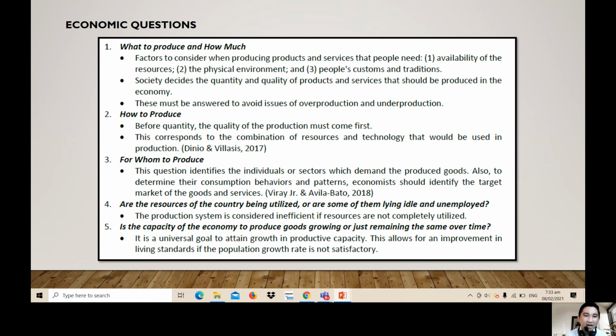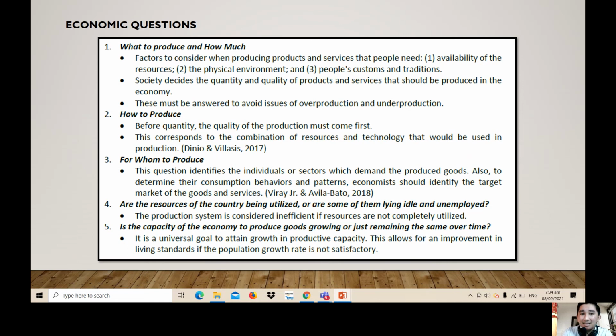Okay. Are these resources of the economy being utilized or some of them lying idle and unemployed? So the production system is considered inefficient if resources are not completely utilized. For example, sa labor force natin, ang labor force is composed of employed, unemployed, and underemployed. So i-measure doon if yung labor natin is completely utilized ba, ayan, or hindi. Goods and services ba natin, the resources are being utilized or idle lang siya? Ayan. So, that's the next economic question.